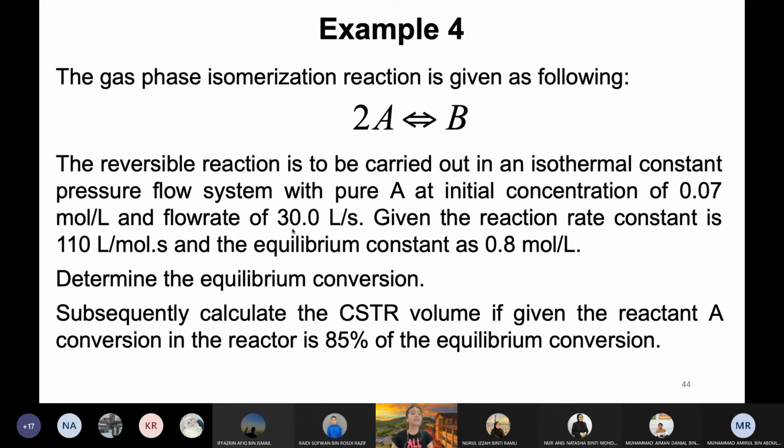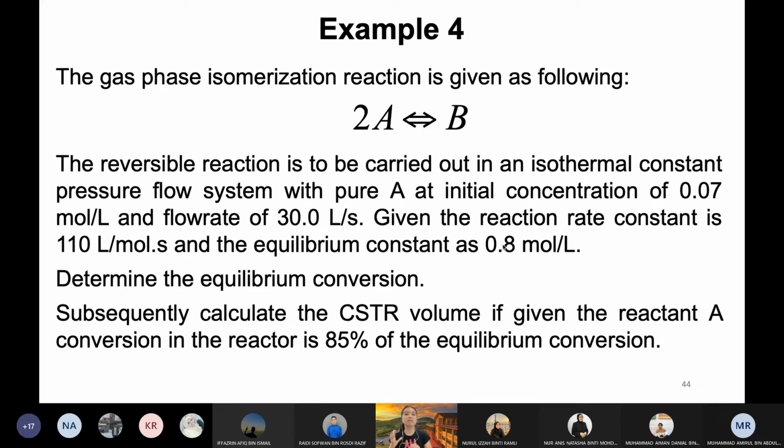Flow rate 30 liter per second. By right now you know, liter per second is volume per time. This is the volumetric flow rate, and this is the initial volumetric flow rate, epsilon naught, 30 liter per second. Given reaction rate constant 110, K is 110, equilibrium constant 0.8, Kc is 0.8.